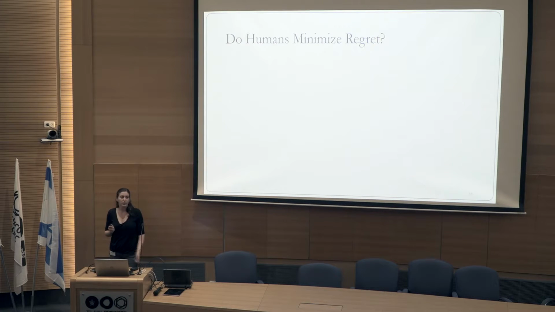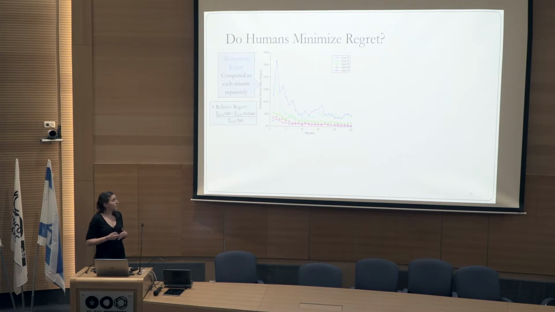So the first question we ask is whether human bidders really minimize the regret. And we found that the answer to this question depended on the type of the players, which is, again, the value per click that we assigned to bidders. Here we see the momentary regret, which is the regret computed in each minute separately for the players, over time, according to the 5 types of players. And we show the regret as percentages of the optimal outcome. We call it the relative regret.